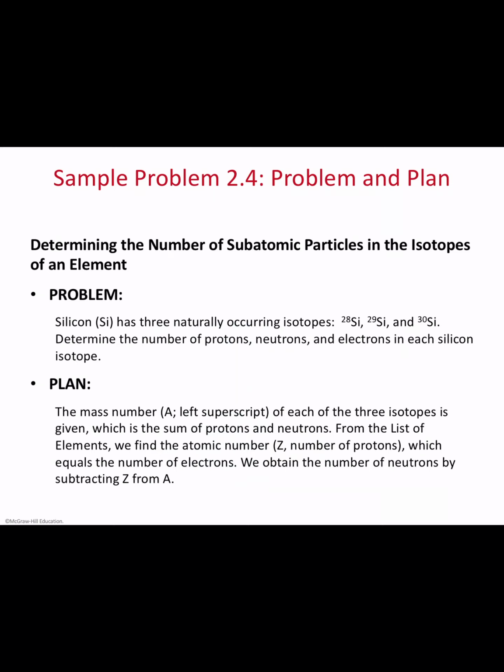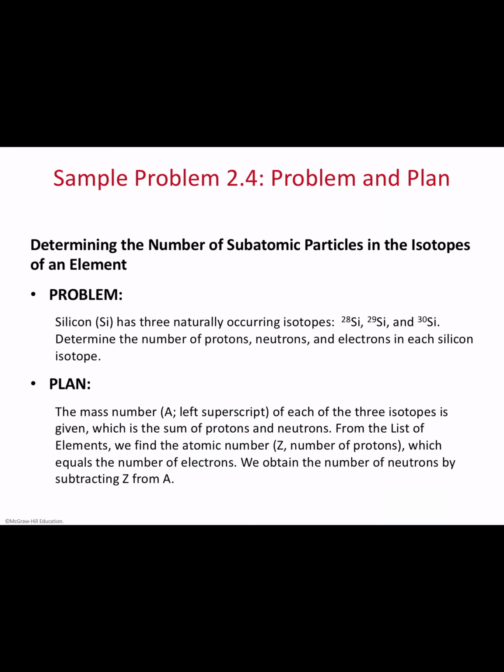Determining the number of subatomic particles in the isotopes of an element. Silicon has 3 naturally occurring isotopes: silicon 28, 29 and 30. Determine the number of protons, neutrons and electrons in each silicon isotope.